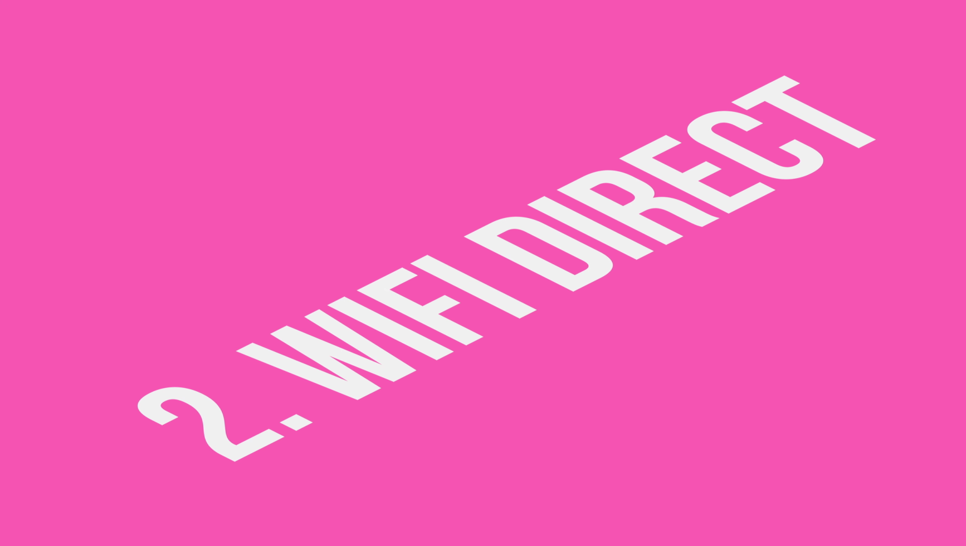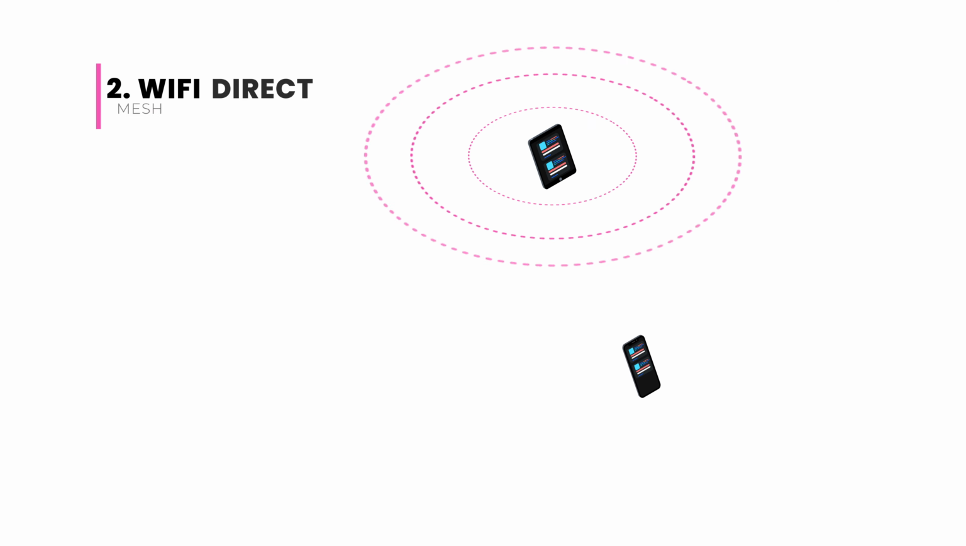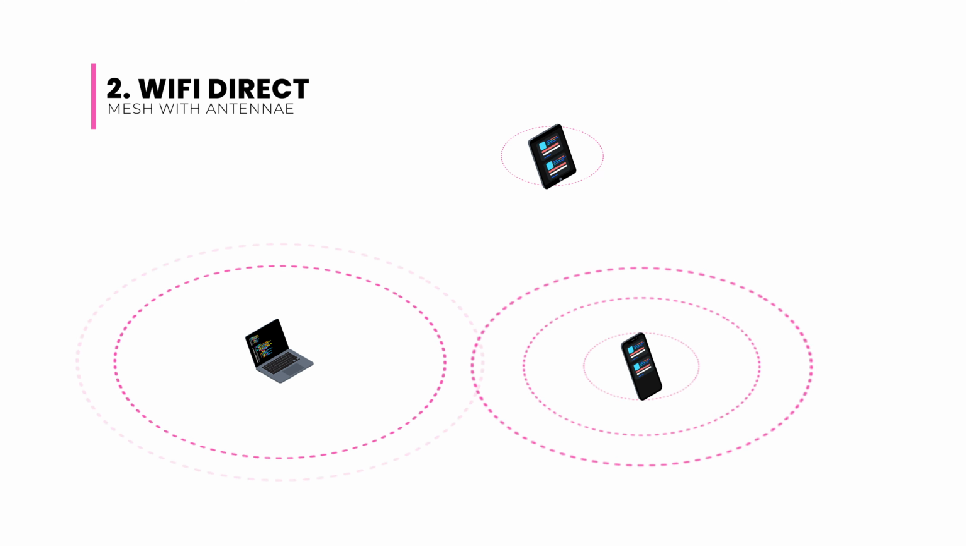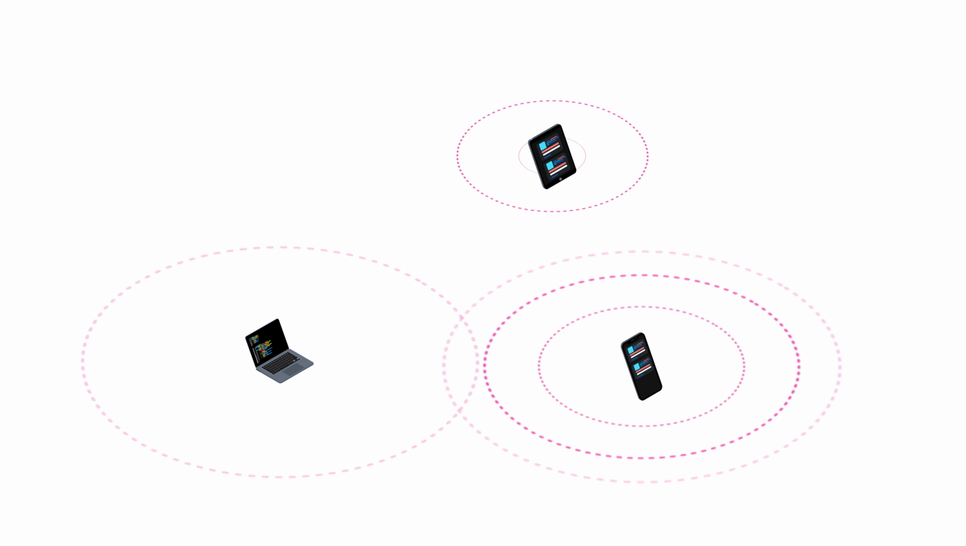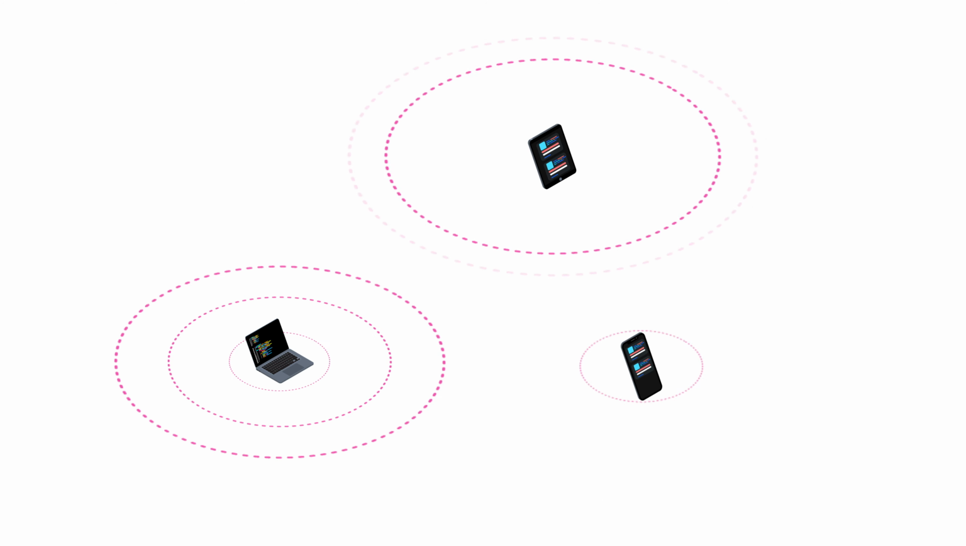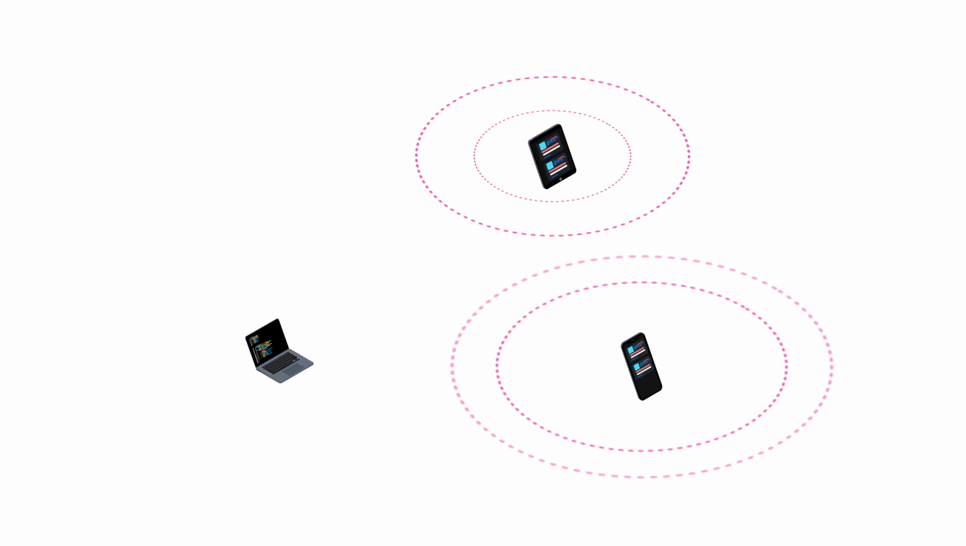Next, we have Wi-Fi Direct, a not so well-known technique. Wi-Fi Direct behaves similar to Bluetooth in creating mesh networks with nearby devices by using the Wi-Fi antenna. However, instead of connecting to Wi-Fi routers, the devices themselves directly connect with each other in order to form the network.